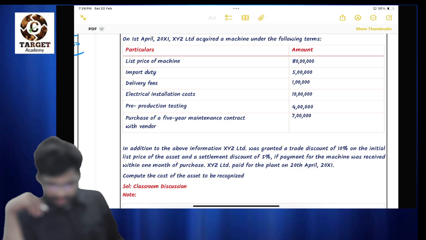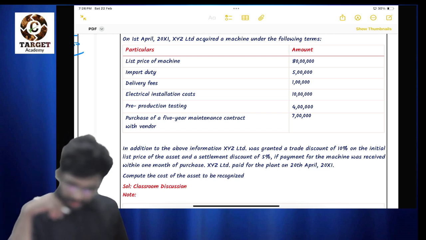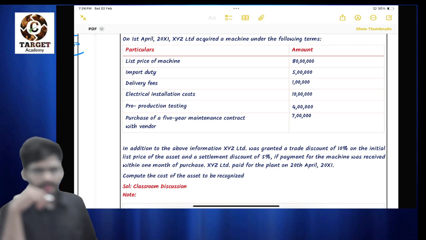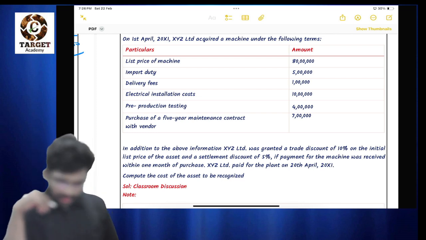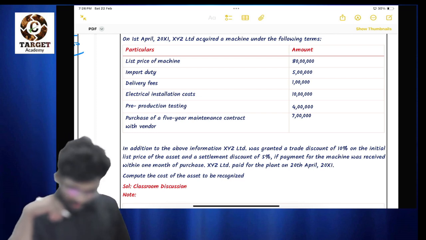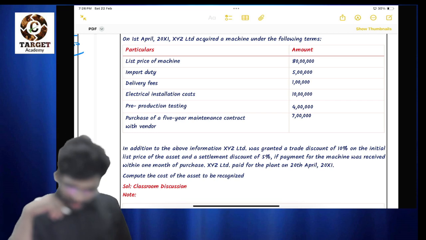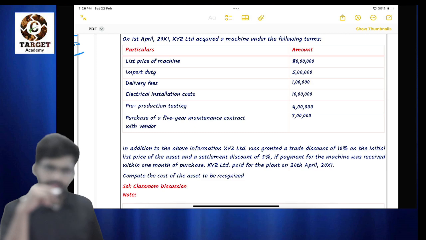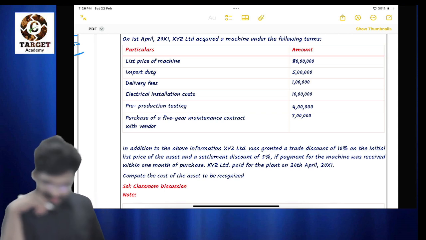How much? 93 lakh. First, the list price, how much? 80 lakhs. Import duty we need to add, delivery fees. Okay, electrical installation cost. Add pre-production testing. Purchase of fire maintenance. Basically, maintenance cost should not be considered under the value of the asset because it needs to be incurred every year, right? So maintenance cost, please don't consider that.